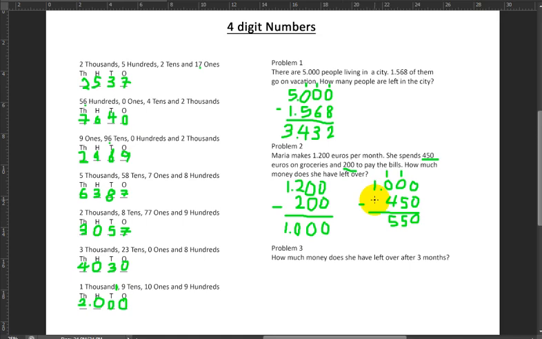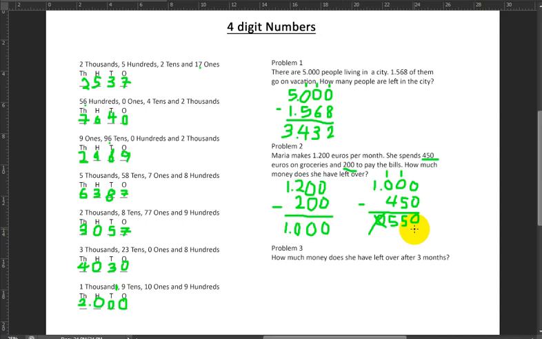And then I return this here where there's nothing, so I say 1 take away 1 makes 0. I didn't really need to write this 0, I could have avoided it completely. There's no reason for it to be in front of a number. So she has €550 left over every month. Now it asks us how much money does she have left over after 3 months.